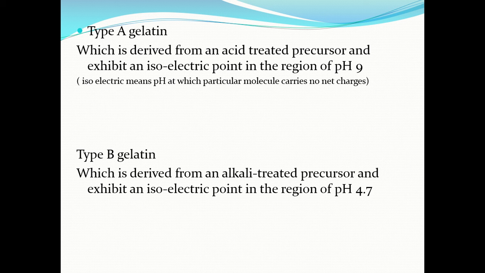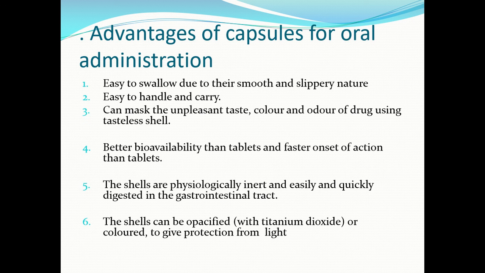Type B is derived from alkaline treated precursors, where the isoelectric point is in the region of pH 4.7. So it is almost the opposite: acid treated with alkaline precursors, that is, almost alkaline pH treated with acidic precursors. In this way it is made.